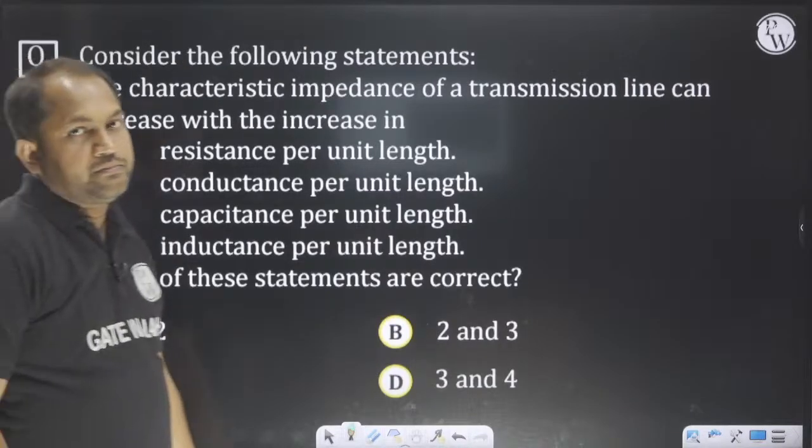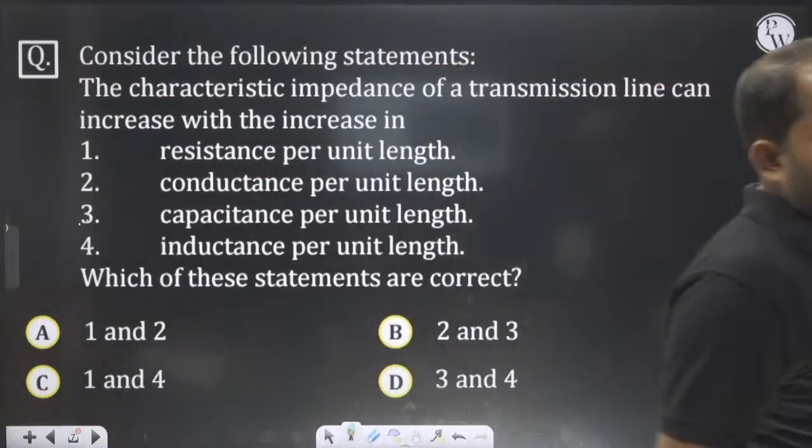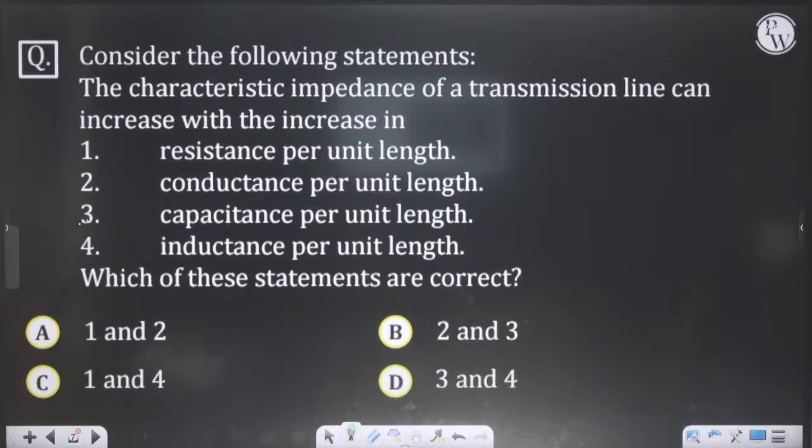Next question. The question is of ECE and GATE both, so I am going to discuss both questions, ECE and GATE. Consider the following: characteristic impedance of a transmission line can increase with increase in.